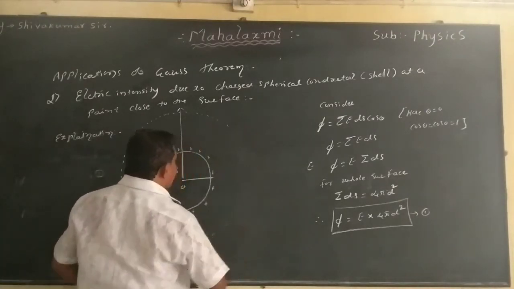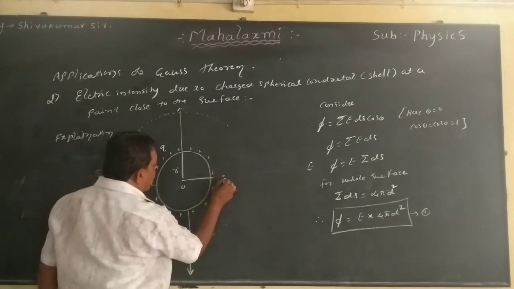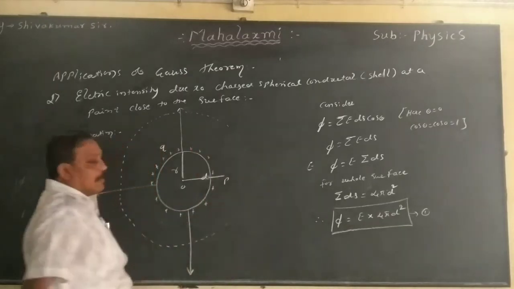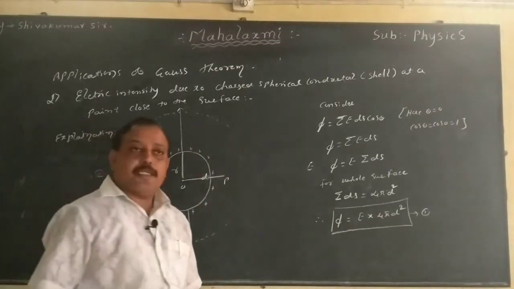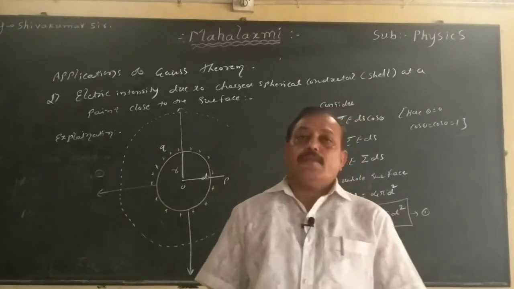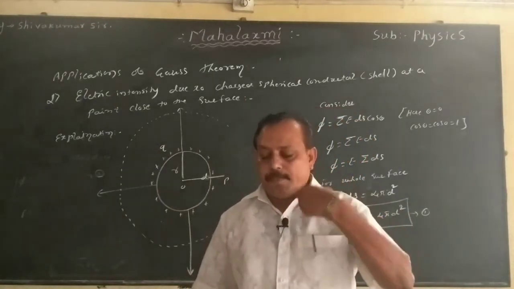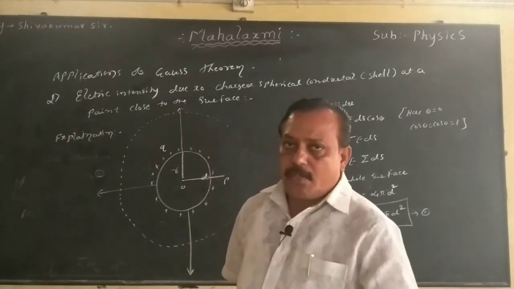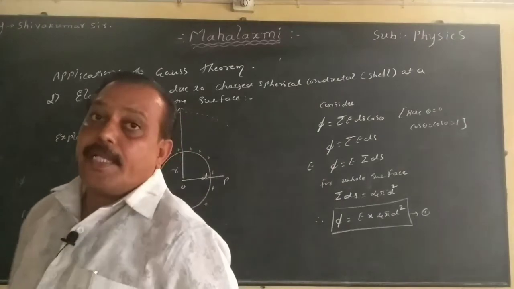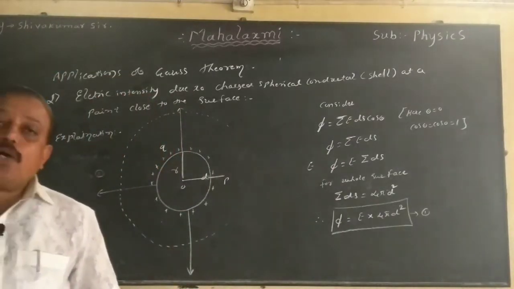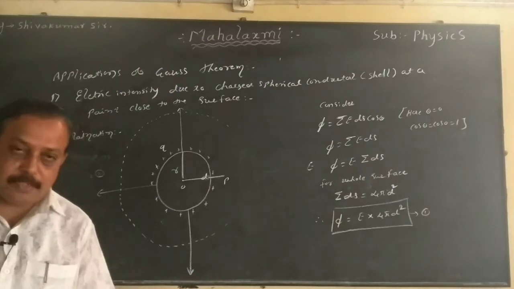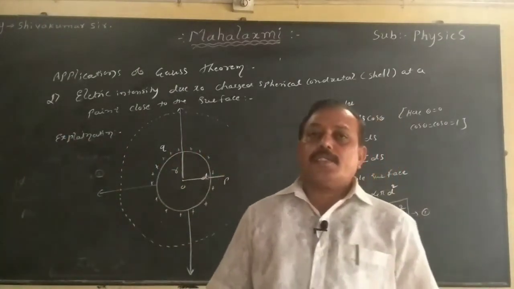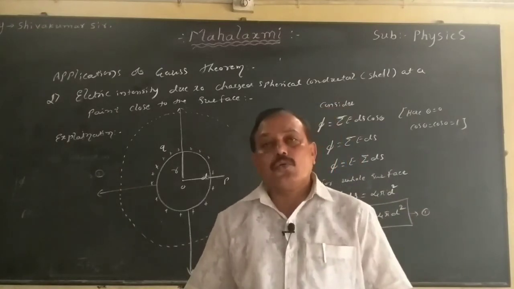I consider the point P which is very close to the surface, at a distance d meter apart once again. But I cannot take the point P on the surface. If I take the point P on the surface and draw the Gaussian surface, it never encloses the charges. When the charges are not enclosed, we cannot apply the Gauss theorem. Hence, we take the point very close to the surface, but not on the surface.